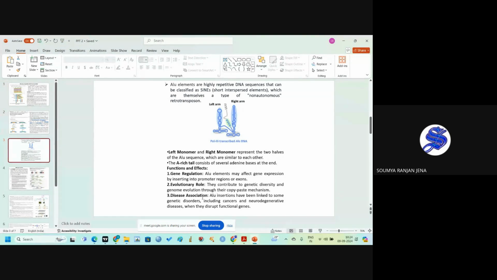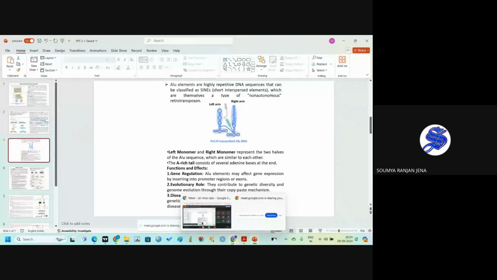If you go to the evolutionary role, they contribute to genetic diversity and genome evolution through their copy-paste mechanism. Due to the changes, it gives rise to different changes in our genes. So it gives rise to a new species by inserting or deleting nucleotide bases. And these insertions and deletions may cause different types of genetic disorders, including cancer and neurodegenerative disease, when they disrupt functional genes.